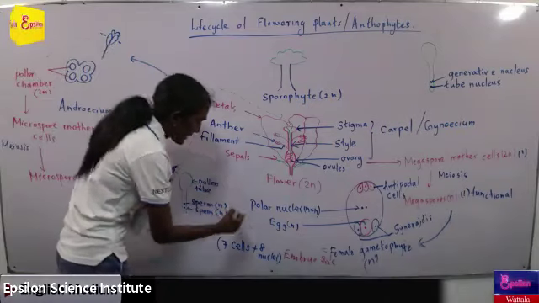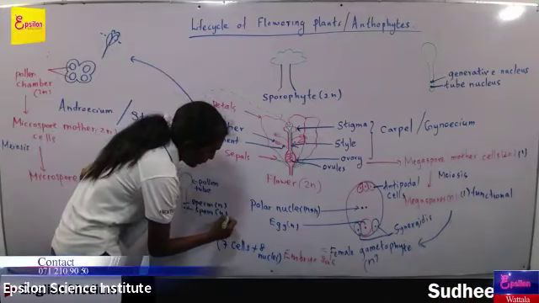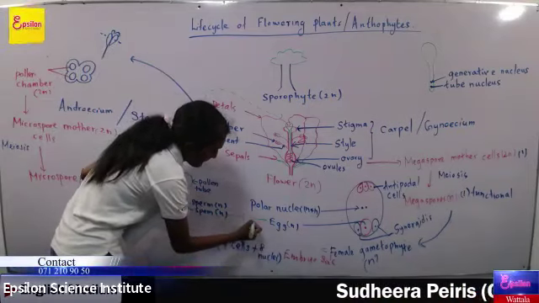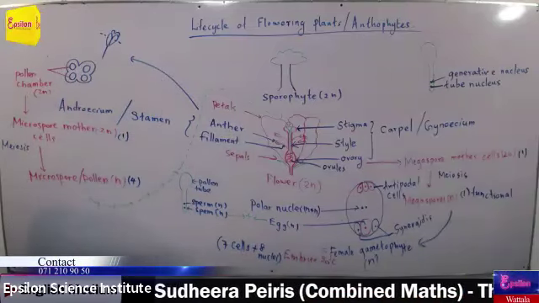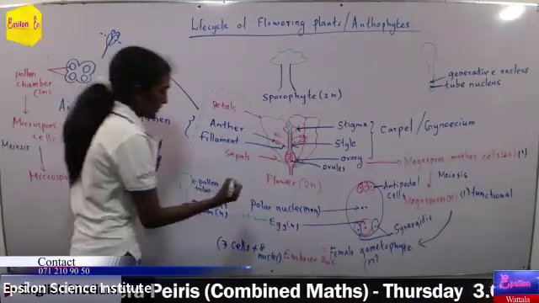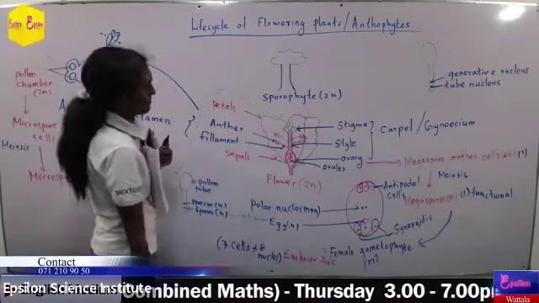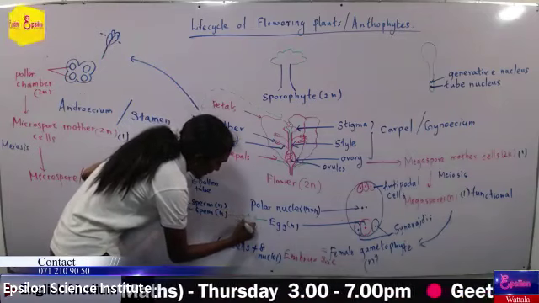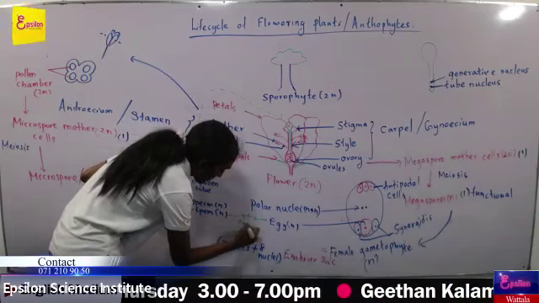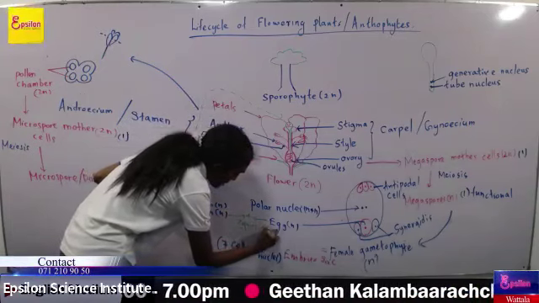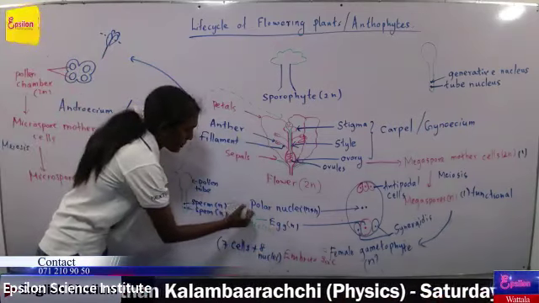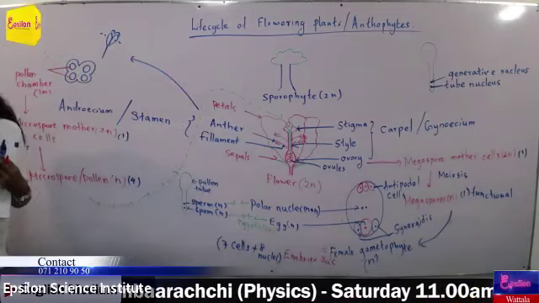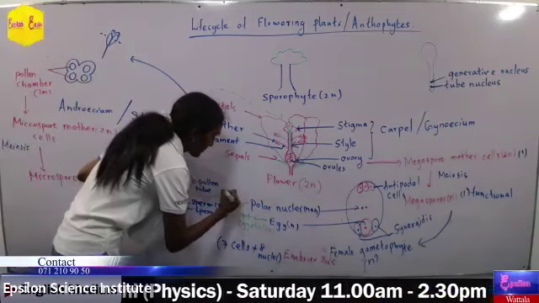One sperm nucleus then goes and fertilizes with what? Egg cell, forming zygote, diploid zygote. This one is a bit complicated. I can't complete this one, okay? Zygote 2N. Then one sperm nucleus fused with two polar nuclei, forming endosperm.